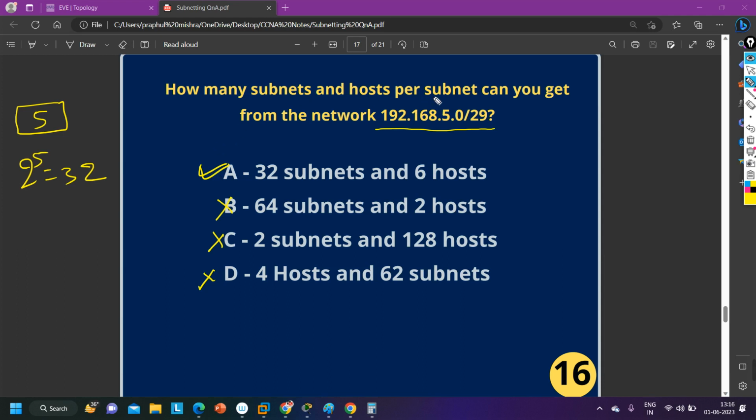Or you can calculate the hosts per subnet as well: 2 to the power h minus 2, 2 to the power 3 minus 2, that will be 6.